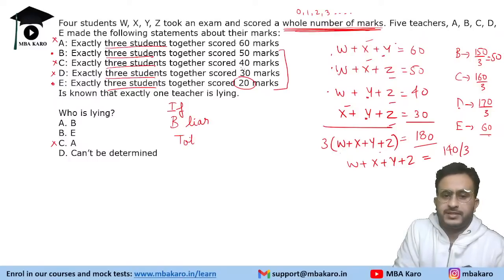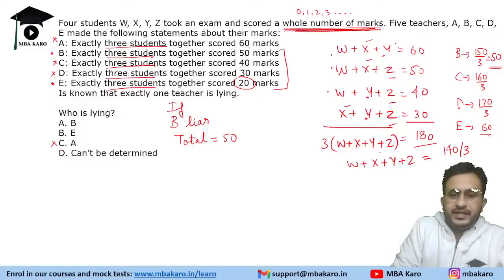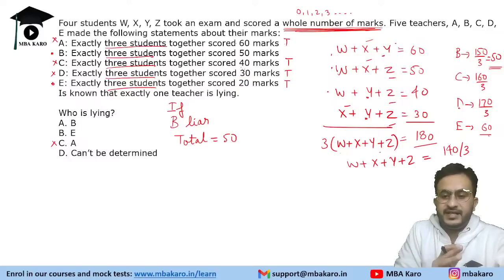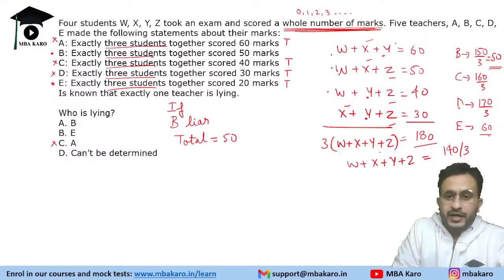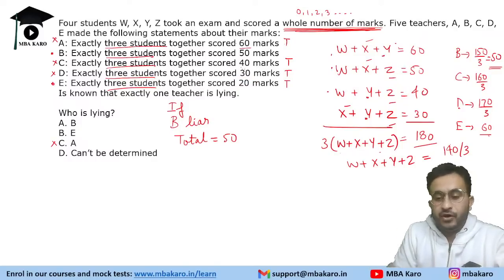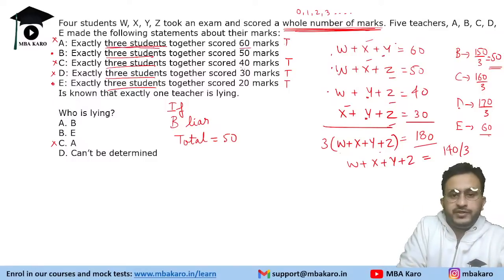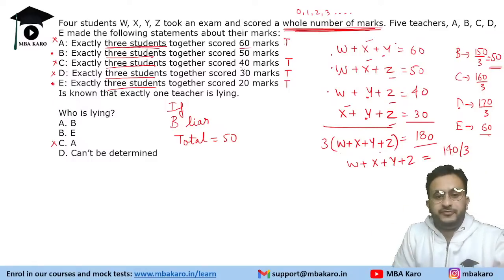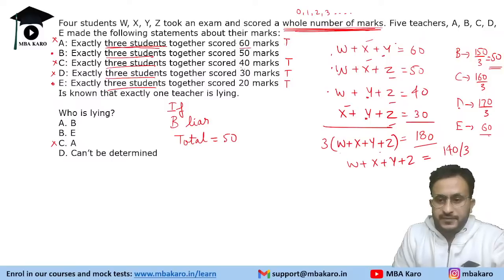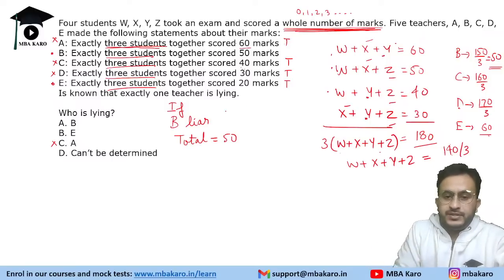Then what is the total marks? Total is coming as 50, right? Total marks of 4 students is 50. But in that case, if B is lying, all of them will be telling truth. Now, as per A, the total is 60 of 3 people. These people are giving total of 3 students. Now, how is it possible that 4 students' total is 50, and 3 students' is 60? It's not possible, right? Because 3 people's total is greater than 4 people's total.